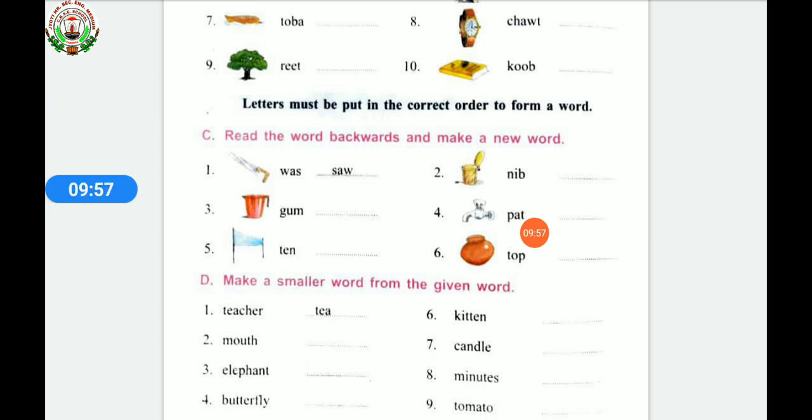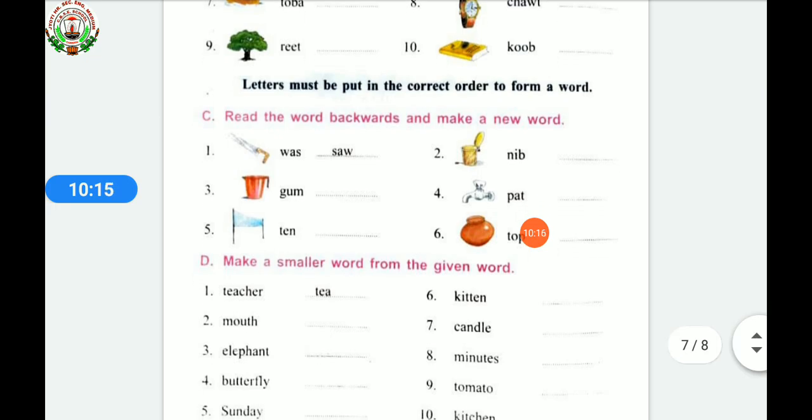NIB. So you will not read it as nib. You have to read the word from the back side, like BIN, bin. So what is the picture here? Bin. So the answer will be bin. Third is, what is the word here?